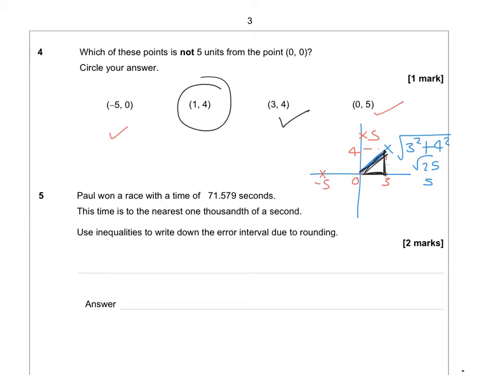Question 5. Paul won a race with a time of 71.579 seconds. This time is to the nearest 1,000th of a second. Use inequalities to write down the error interval due to rounding. So if we call the time t, the lower bound is 71.5785 and the upper bound is 71.5795.